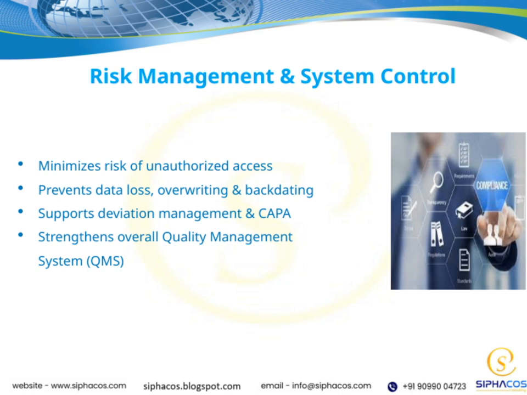Additionally, the system supports deviation management and CAPA, corrective and preventive actions. This is essential for continuously improving our processes and quickly addressing any issues that arise, helping us stay compliant and maintain quality standards. All of these features come together to strengthen our overall quality management system, or QMS. By integrating these controls, we create a more robust framework that promotes consistency, accountability, and continuous improvement.